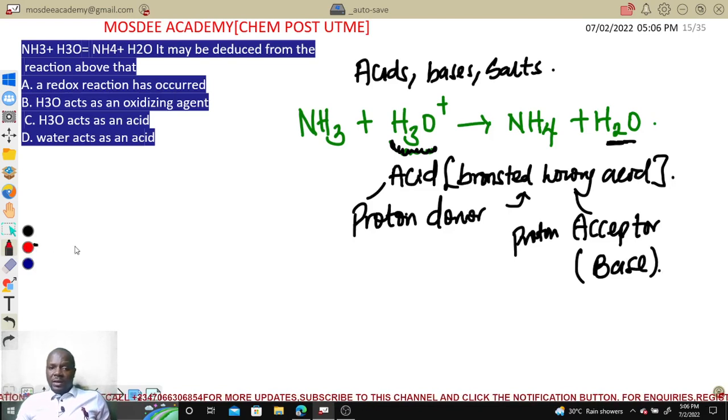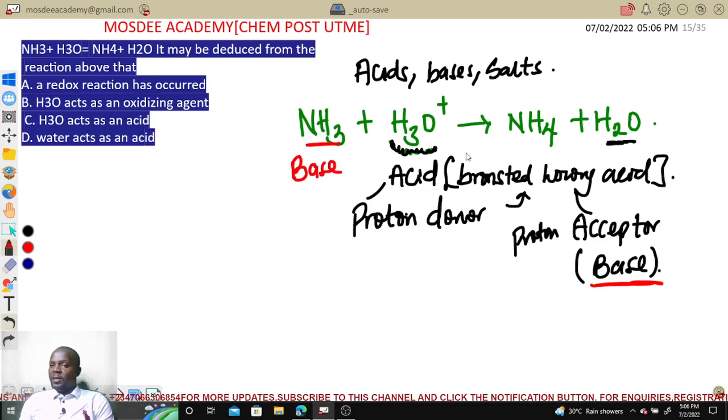You can understand chemistry. I don't know, admin, what happened to my writing part. Okay, fine, I think I can still manage it. Now, this is a base when it accepts, and that is why this is a base, because it has accepted to form this, and this one has released, so it is an acid, to form this. I hope students understand. So this is the definition of Bronsted-Lowry acid and base.